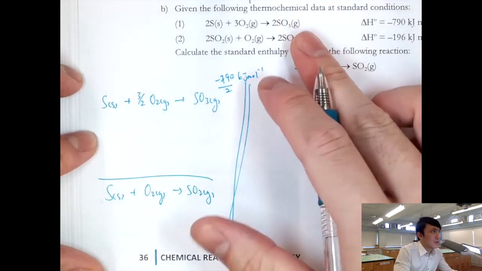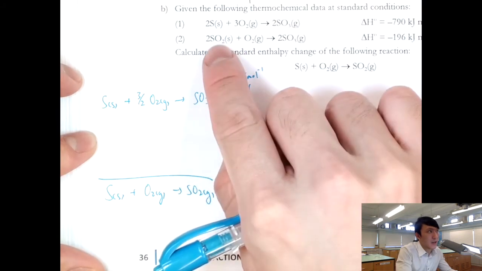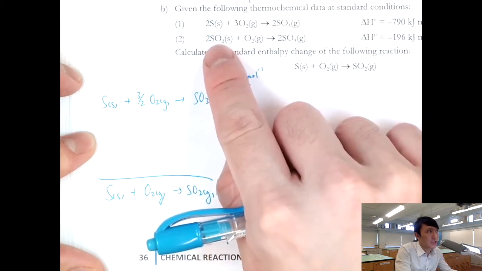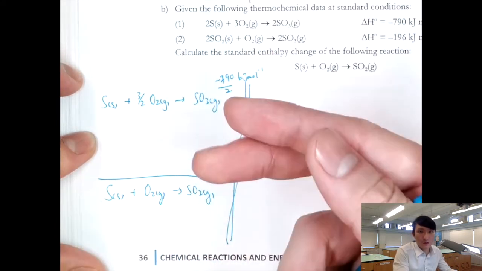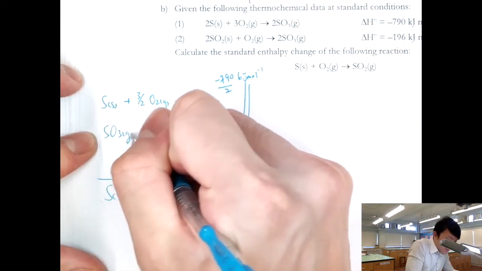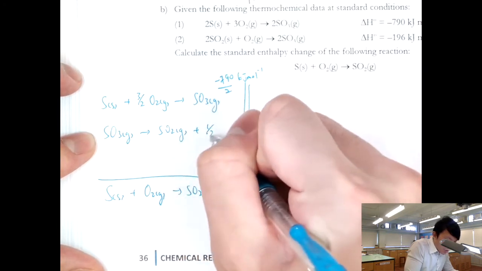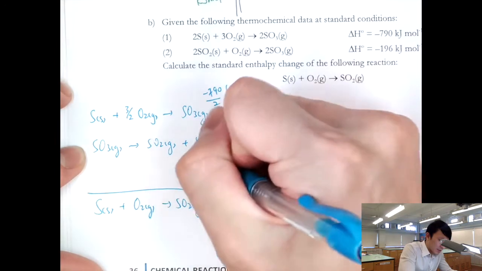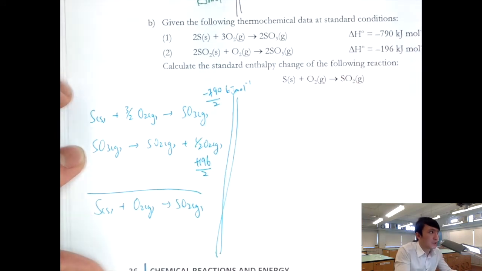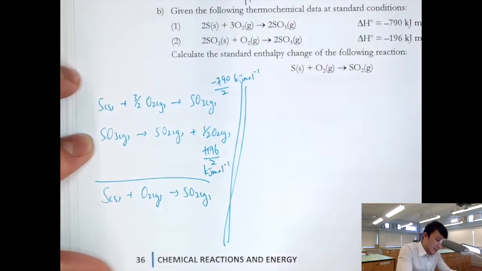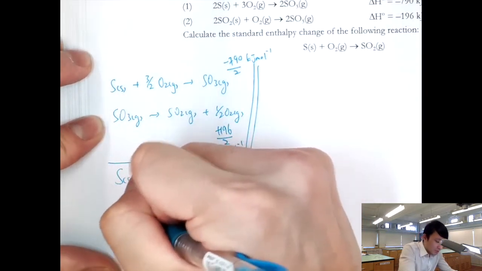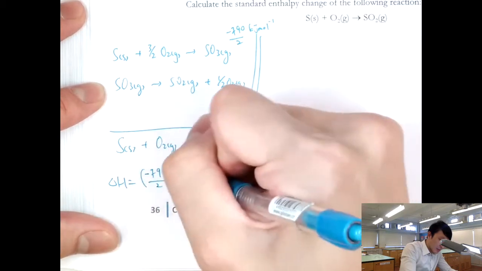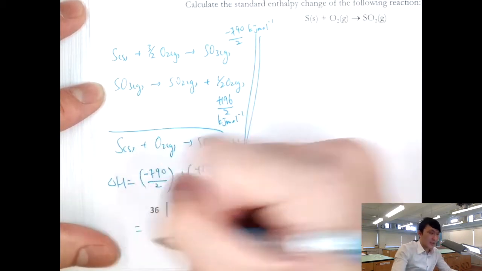Okay? For the second one, we are looking for the sulfur dioxide on the right-hand side, but here the sulfur dioxide is on the left. So we have to flip this equation. At the same time, we are looking for one mole of sulfur dioxide only, but there are two in the given equation. So not only do we flip the equation, but we also have to halve the equation. So it becomes SO3 forming SO2 and half O2. Okay? Now in this case, we have to flip it, so it becomes positive 196. So positive 196, also we have to halve it, divided by 2, kilojoule per mole. Okay? And this is delta H that we are looking for. So here, delta H equals to negative 790 divided by 2 plus positive 196 divided by 2, then you just have to tap your calculator.